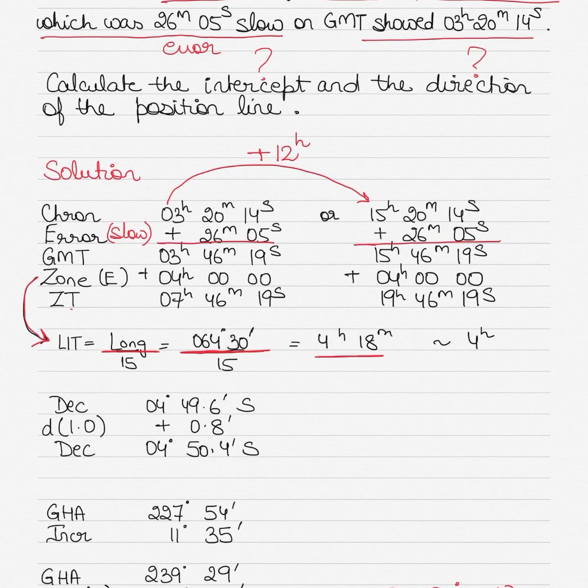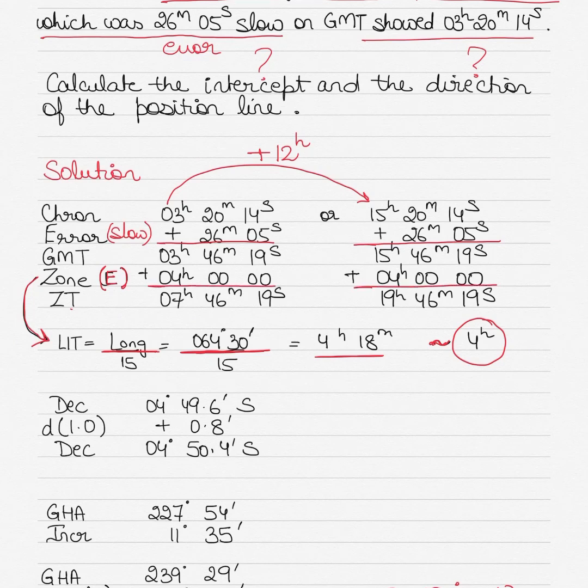But here we have 4 hours 18 minutes. So if your ship is within the longitude 64 degrees 30 minutes, you would not be keeping a difference of 4 hours 18 minutes, but you would be rounding it off to the nearest whole number, which in this case is 4 hours. Anytime it would have been more than 30 minutes, you would have rounded it off to the next hour.